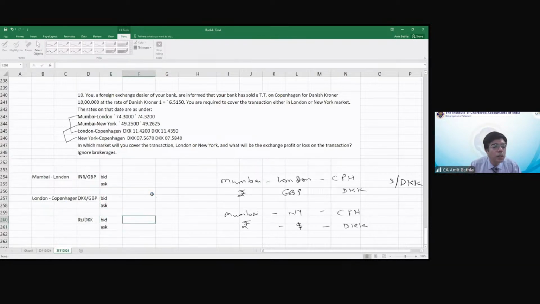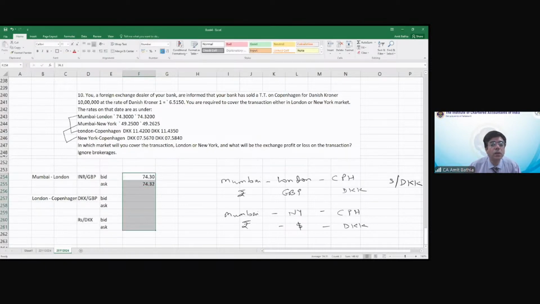All right. Now let's start. What is the rate over here? INR to GBP 74.30, 74.32. Let me select over here and say I want to have 4 decimal points. Okay. All right. Now London to Copenhagen, that is 11.4200, 11.4350. So rupees to DKK, how much will be the value over here?